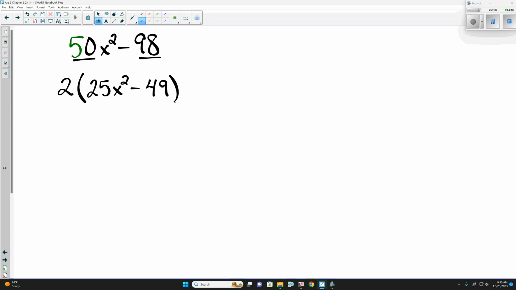Is 25x squared a difference of perfect squares? 25 is 5 and 5, yes. 49 is 7 and 7. Sometimes we'll still have a difference of perfect squares, but we might need to pull a greatest common factor out to get there. Questions on this here?